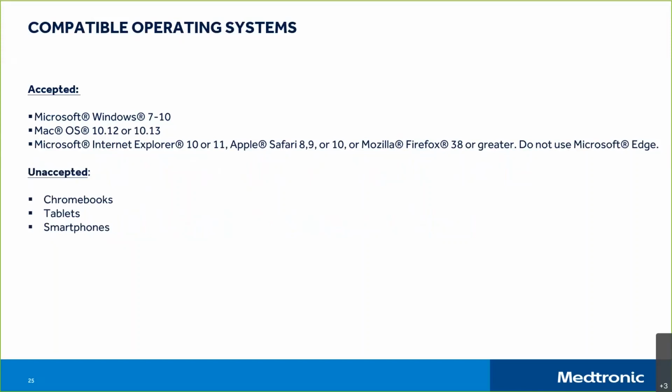So the first question is, which operating systems are compatible with CareLink Personal software? As you can see, we have a wide variety of software platforms that can be used. So quite a few different operating systems. The unaccepted systems include Chromebooks, tablets, or smartphones. So the upload needs to occur on an actual laptop or desktop computer and by visiting the CareLink Personal website.